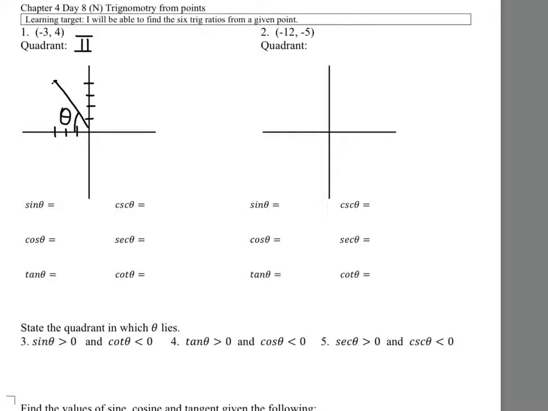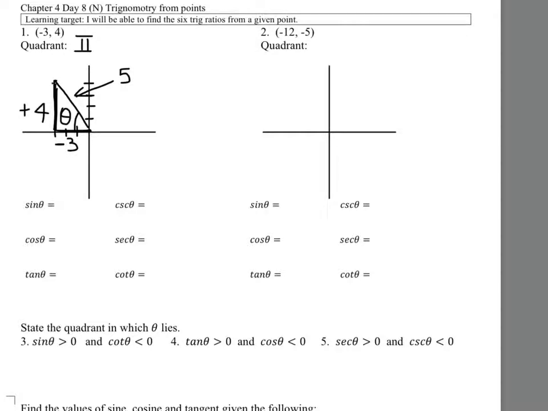Sine is defined as opposite over hypotenuse. So we have to calculate the hypotenuse first. Your adjacent side is going to be 3, and your opposite side is going to be 4. 3, 4. Do you remember the Pythagorean triples? The hypotenuse is going to be 5. Don't forget, adjacent is going to be -3, and your y, your opposite, is going to be +4.